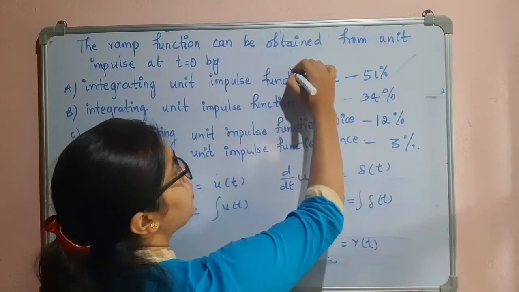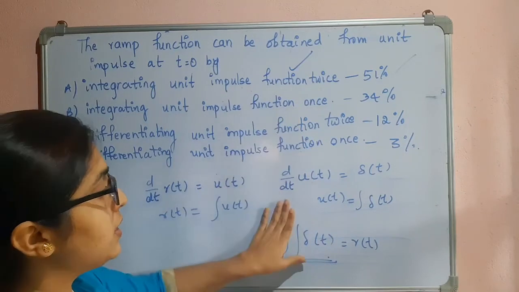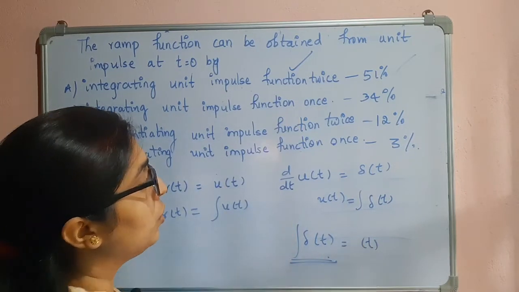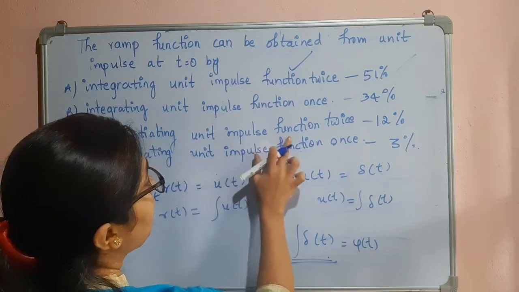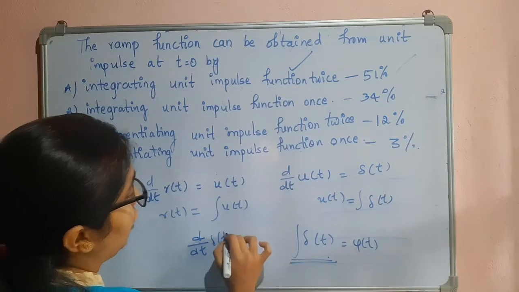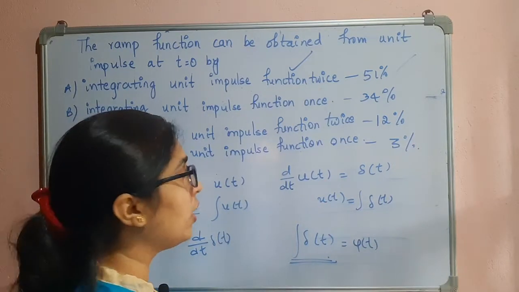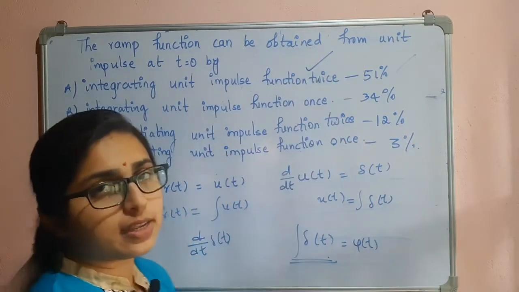So option A is right. Integrating unit impulse function only once gives you the unit step. Then differentiating unit impulse function, that is d by dt of delta of t, I think you have heard about the doublet. So only option A satisfies here. So A is the right answer.